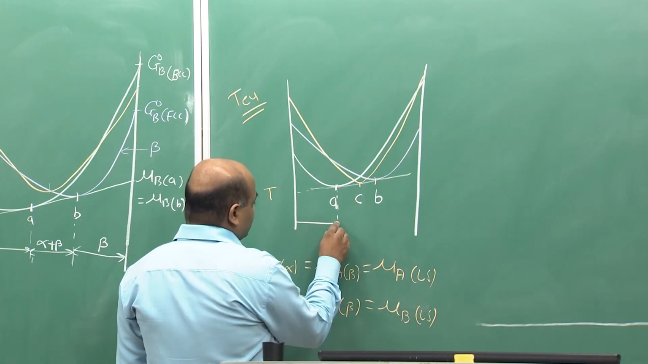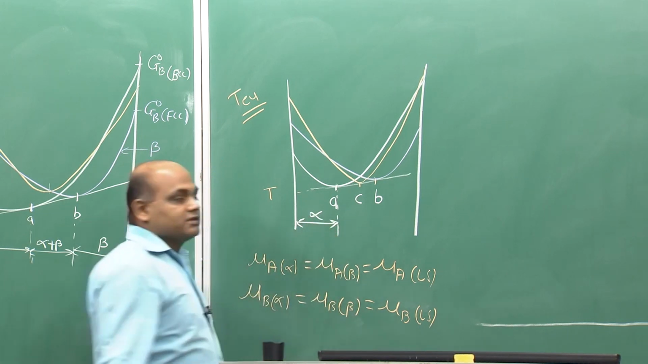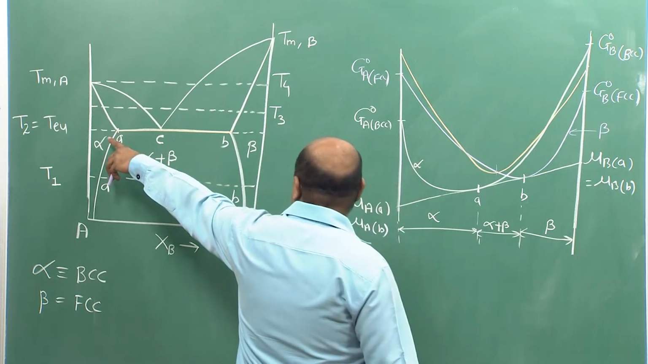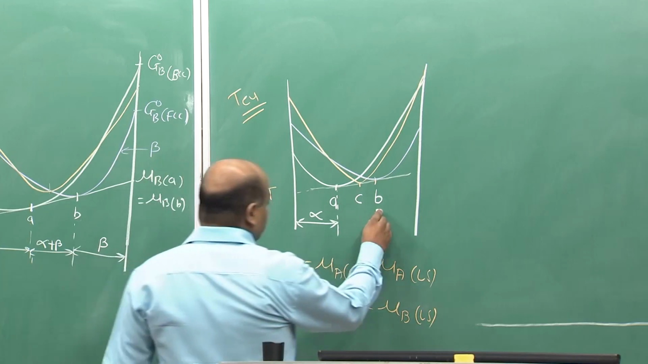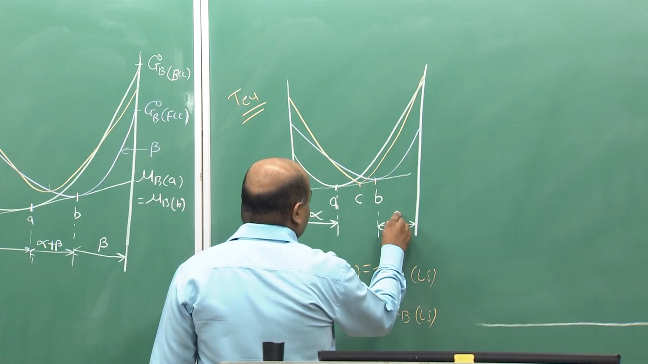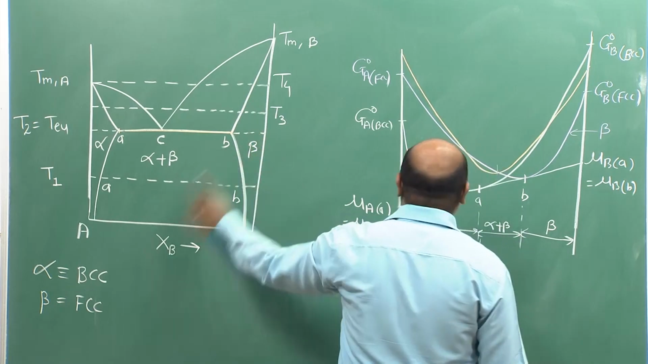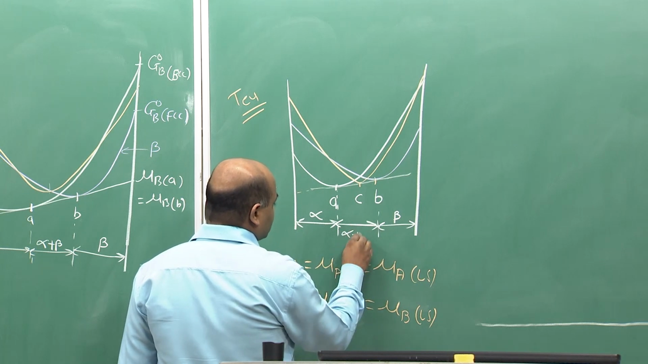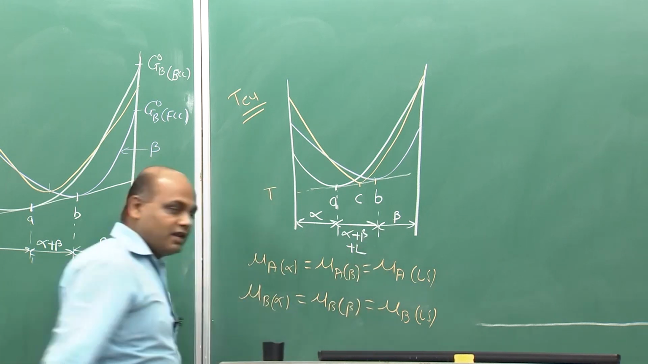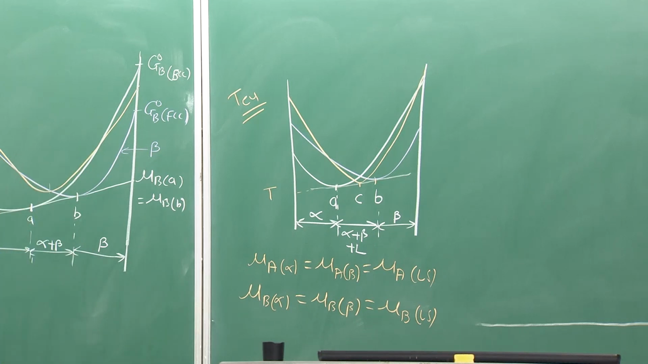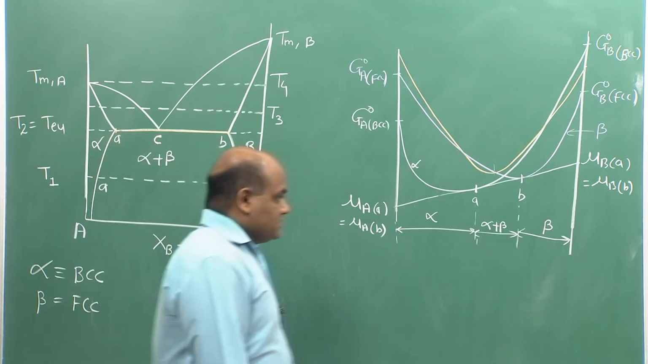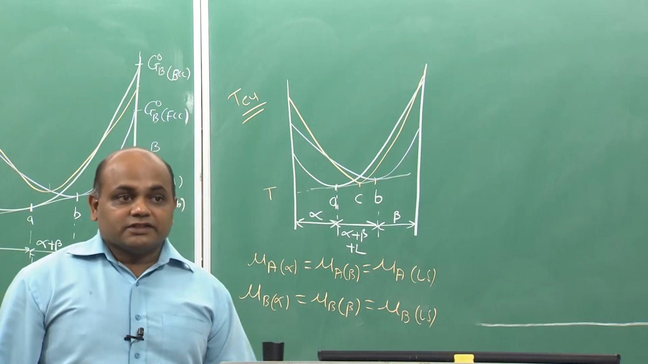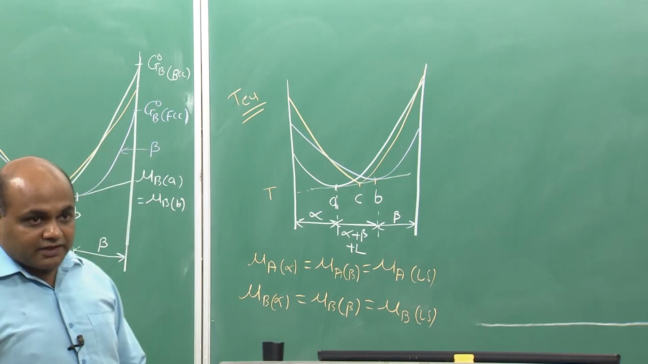So, in this case up to point A single phase alpha is stable, right. Beyond point B single phase beta is stable, and between A and B there is a 3-phase equilibrium, alpha plus beta plus liquid. Clear? Okay. So, this way you can assess other phase diagrams also, more complicated ones.